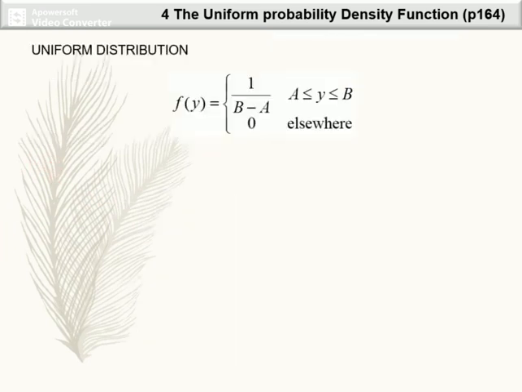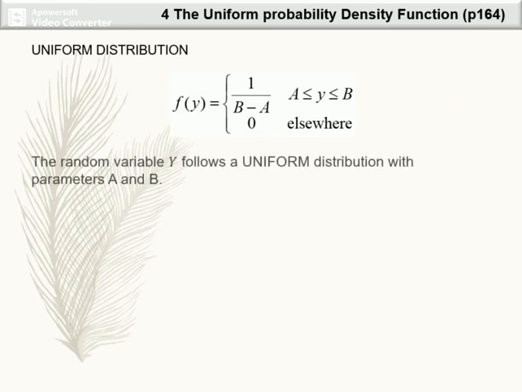Now this distribution I've just given you is actually a special distribution. In the way that you had special discrete distributions like the negative binomial and the binomial distribution, we also have special continuous distributions. This one is called the uniform distribution. So if y has this PDF, then you say y follows a uniform distribution with parameters a and b. So this y is fully defined by knowing a and b, the upper and lower limit of the interval.